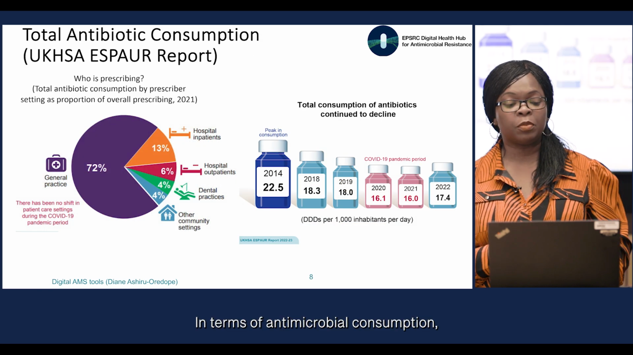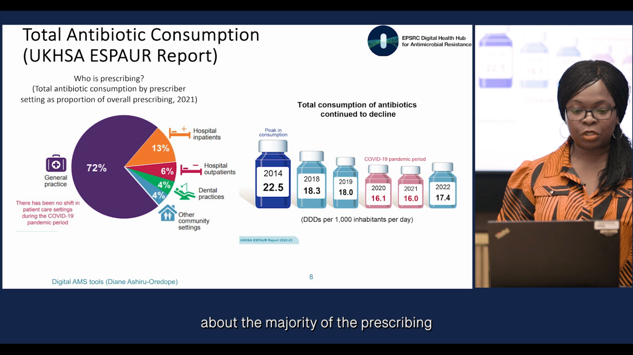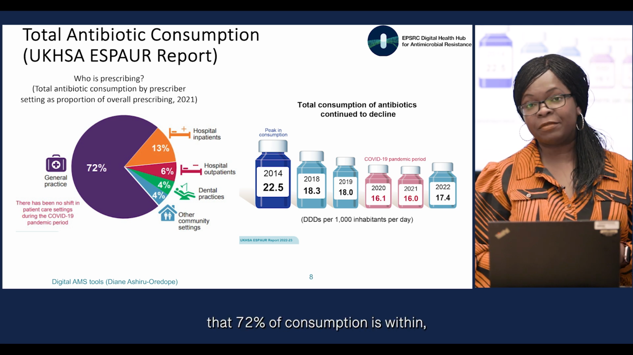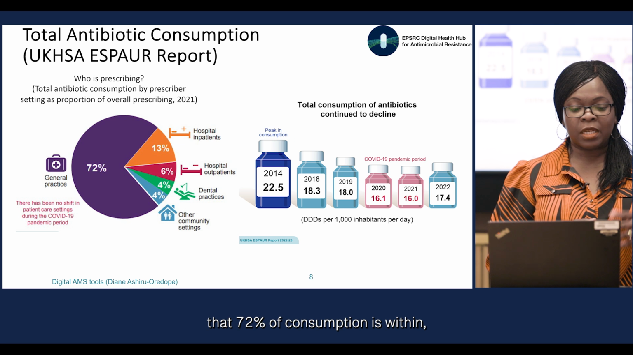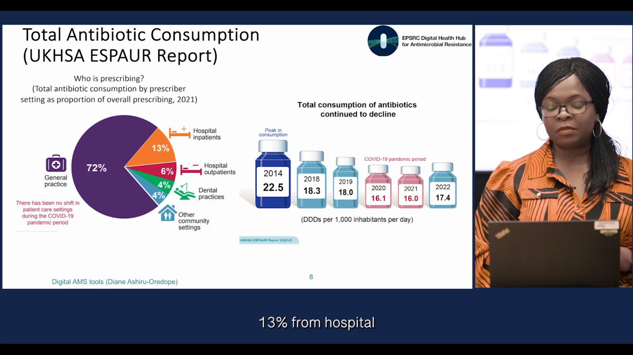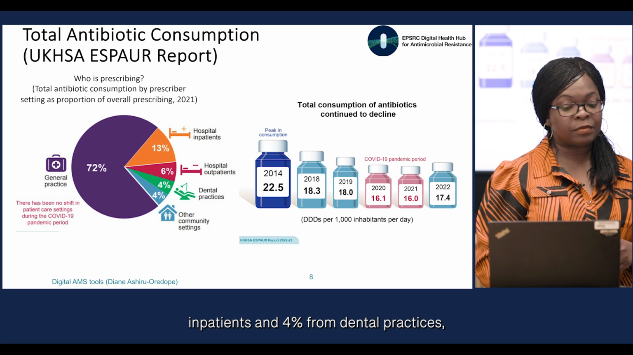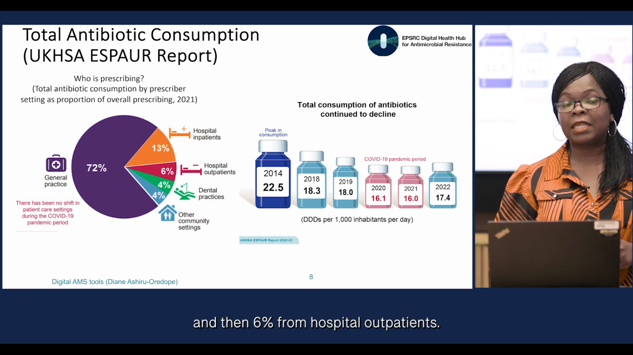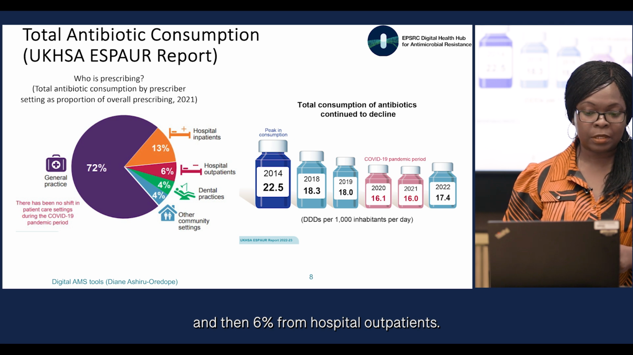In terms of antimicrobial consumption, I talked earlier about the majority of the prescribing being in primary care, and so you can see there that 72% of consumption is through prescriptions from general practice, 13% from hospital inpatients, and 4% from dental practices, for example, or other community settings, and then 6% from hospital outpatients.